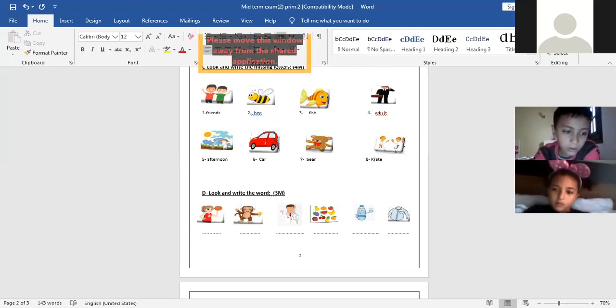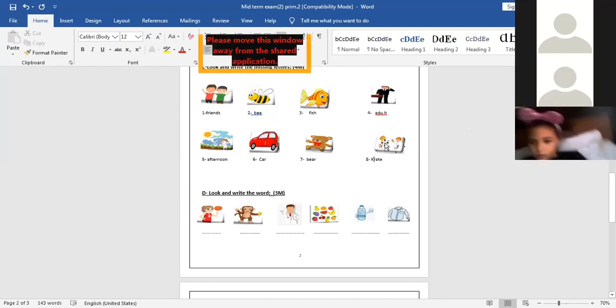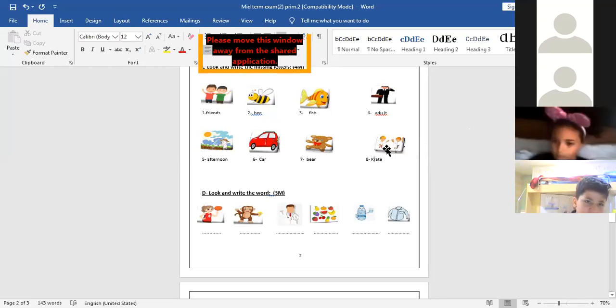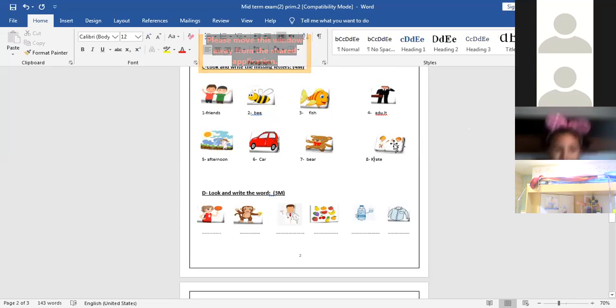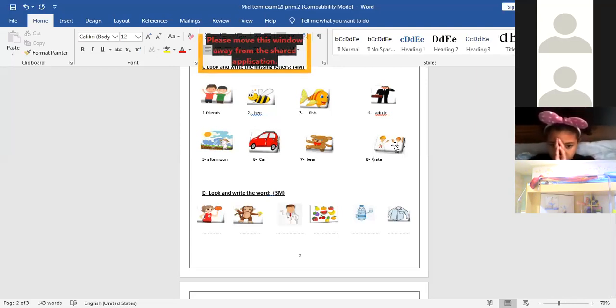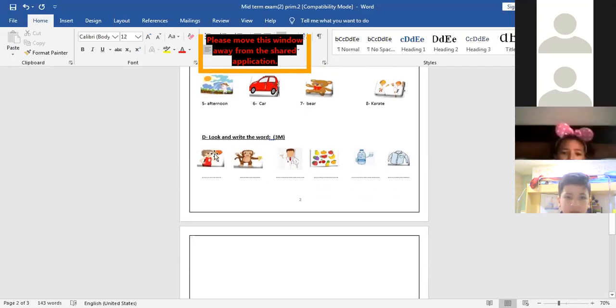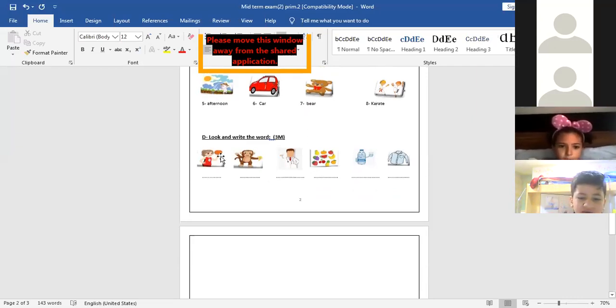Shihab? Look here, Shihab, can you see this picture? Yes. What is this? You are fighting? It's a kind of sport. Is it a karate or basketball? Karate. So the missing letter is? Is it A or E? A. A, thank you so much. Let's see. In this question, we have to look at the vector first and write the appropriate word below. Okay.